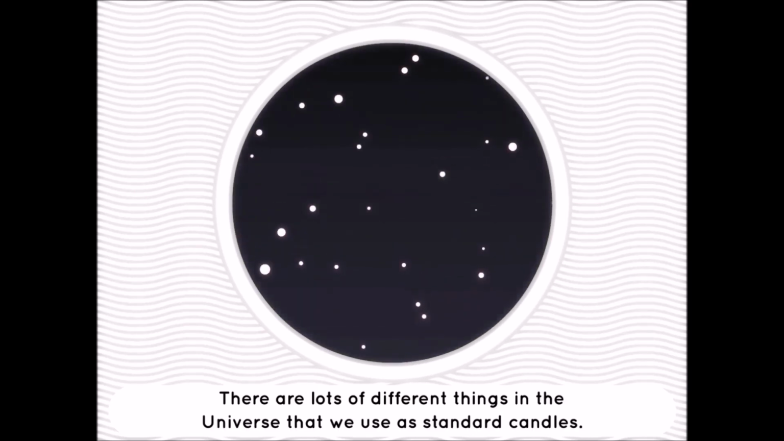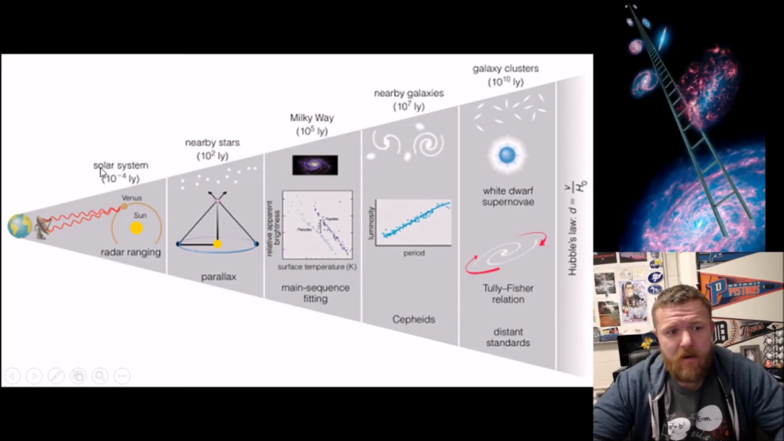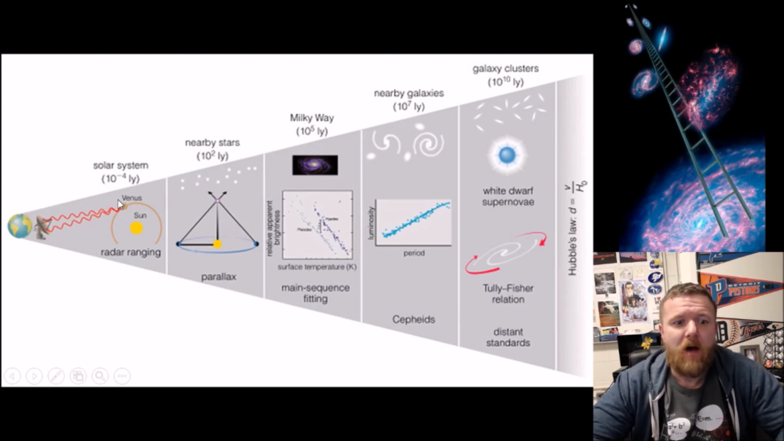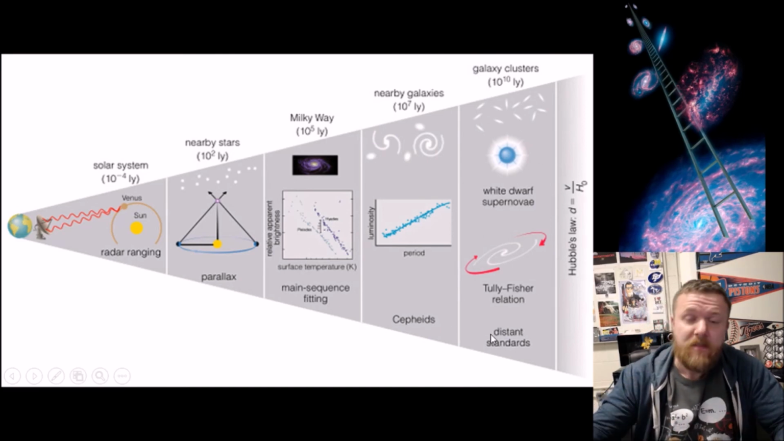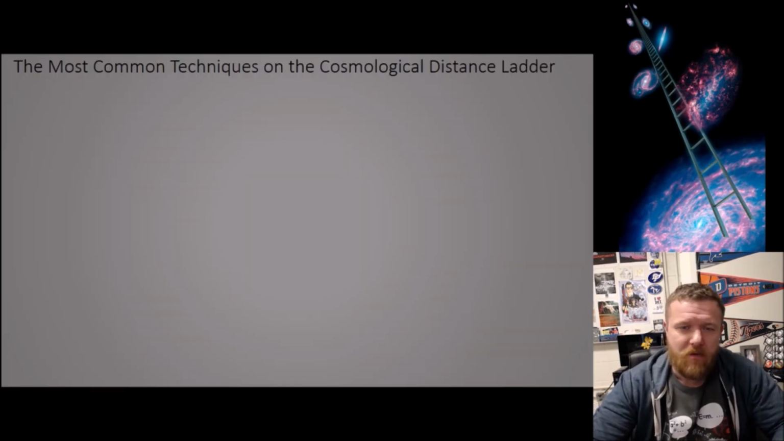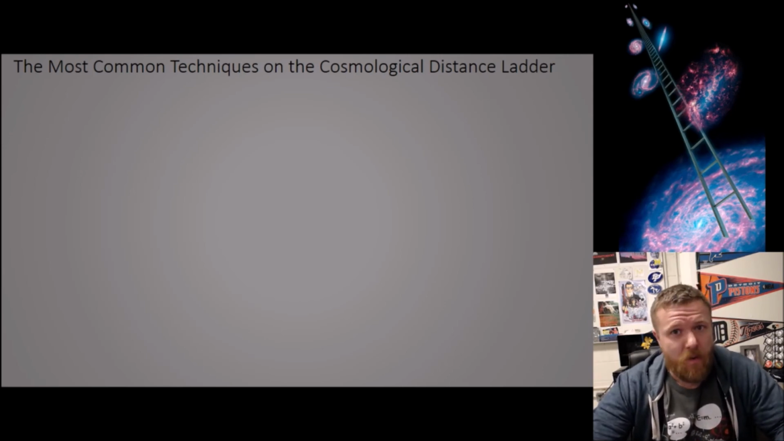There are lots of different things in the universe that we use as standard candles. This is an infographic showing that depending on what you want to find the distance to, you're going to be using different methods. Within our solar system, we're going to use this method. If we want to see things within our Milky Way, we can use this method. If we want to see distant galaxy clusters, we can use these methods. So different distances of objects are going to require different methods. All of the objects that were on that picture are on this slide. I'm going to go through them really quick, and then we are going to go through each one individually.